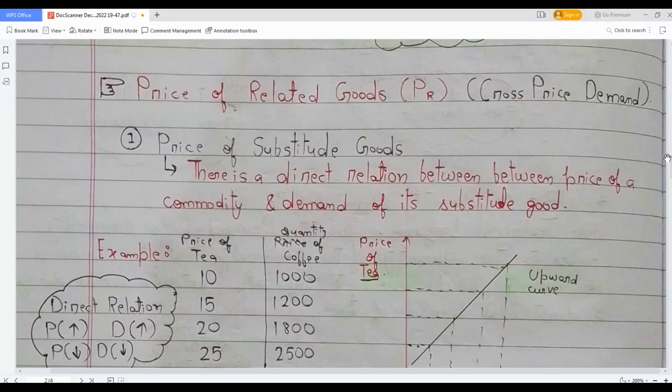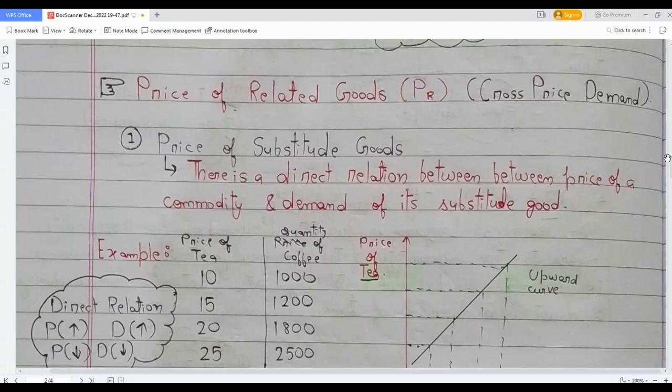The next factor is price of related goods. This is also known as cross price demand. Now, details about this cross price demand we will learn later in BCom Honors or graduation courses of CA and CMS courses. And here the price of related goods covers two kinds of goods: substitute goods and complementary goods. What are these two goods, we will discuss now.